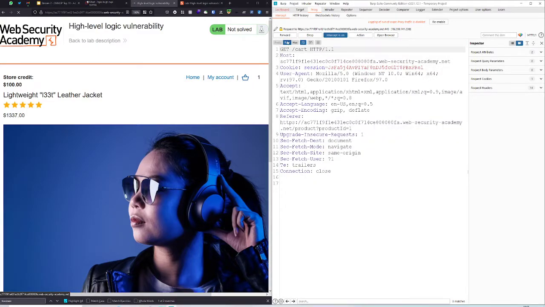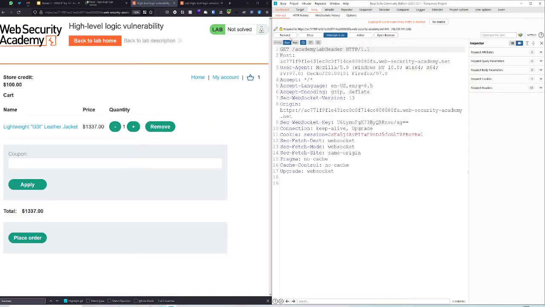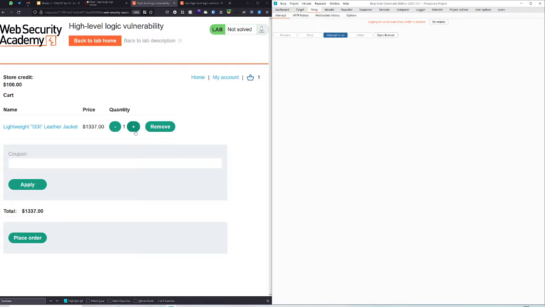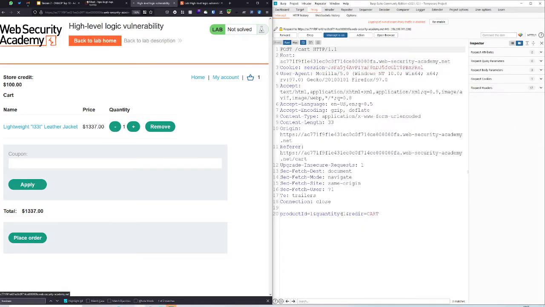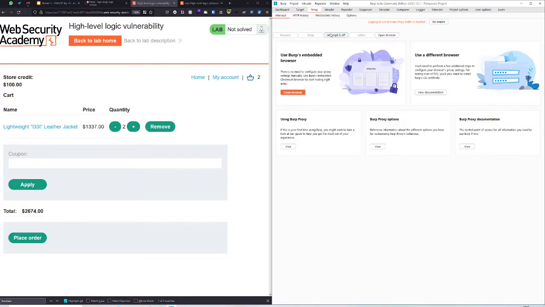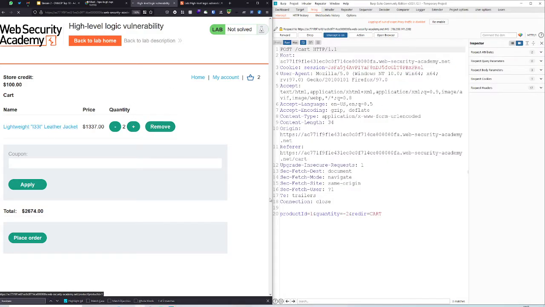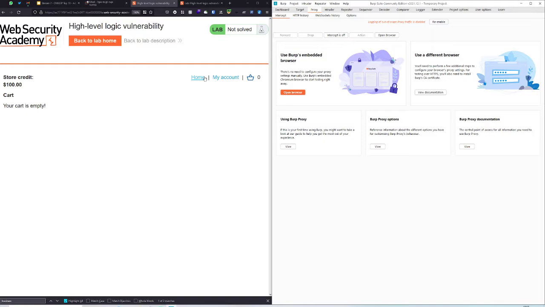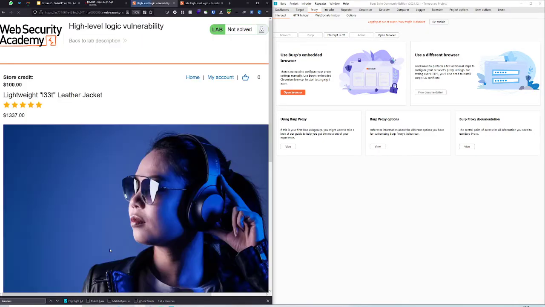To be honest, I thought it would have been one of those two. I thought you'd either times it by a negative value, or... okay. I'm not entirely sure I'm supposed to be doing it. Net quantity of negative two. Why? I don't understand why I've got a quantity of negative two.